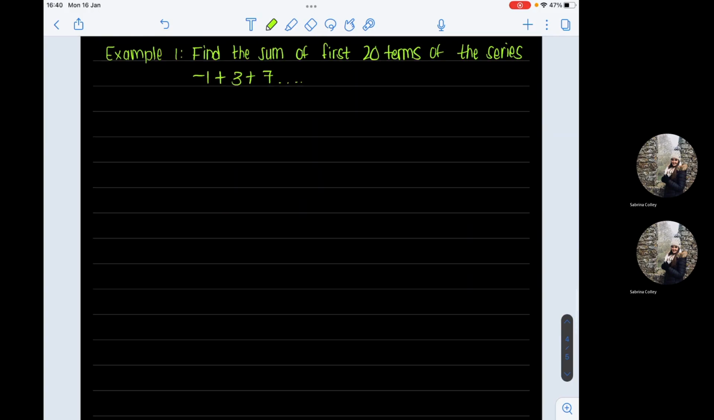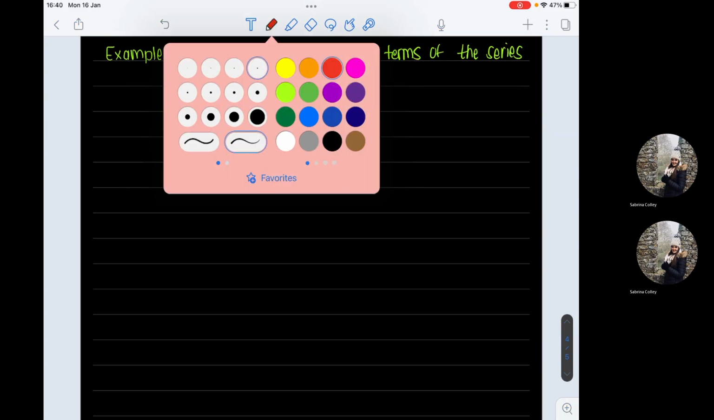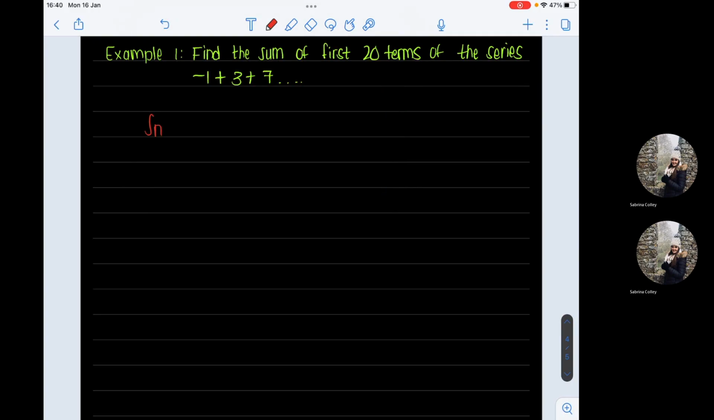Let's see. I have my formula, Sn is equal to n over 2 times 2a plus n minus 1 d. What do I need essentially? I know my number of terms is going to be 20. They're asking for the first 20 terms. My first term is a, and that is -1.